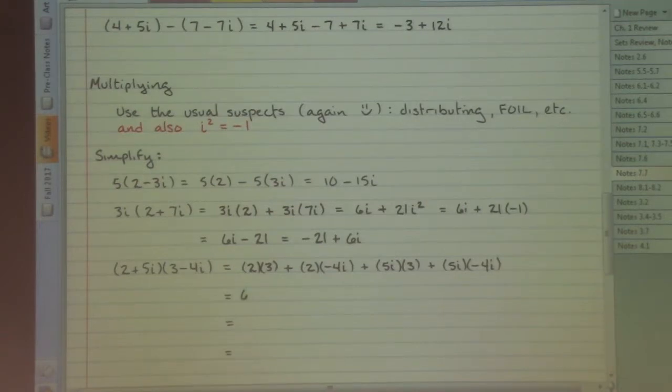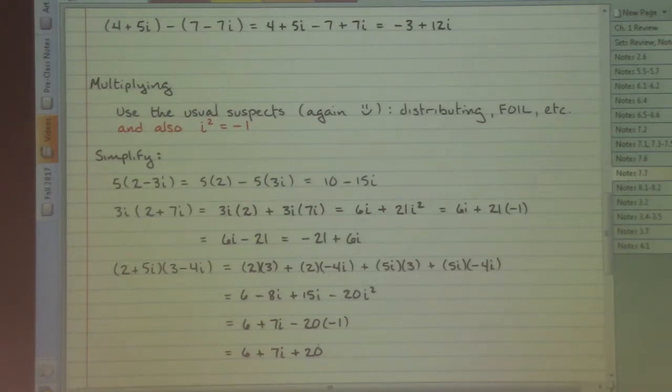2 times 3 is 6. 2 times negative 4 is negative 8. That's got an i on it. 5 times 3 is 15. That's got an i on it. And 5 times negative 4 is negative 20. i times i is i squared. We can go ahead and combine those i terms together so that we would have a plus 7i. We can also replace the i squared with a negative 1. And that means that what we would have going on here would be, momentarily, a 6 plus 7i plus 20.